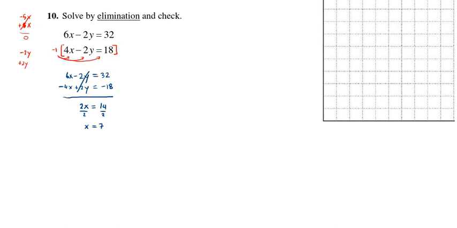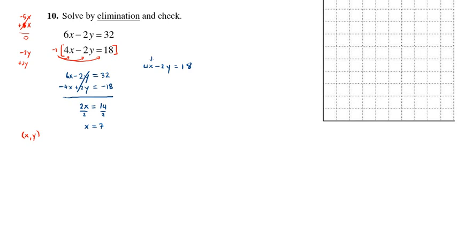So again, we want a solution that looks like a point xy. We only have our value of x. We need to find the value of y. So this is not finished. We need to do the second part. To do the second part, again, choose whichever equation you like. If there is an easier one, choose the easier one. In this case, I think both of them are exactly the same. I'll choose the second one here. And that will be 4x minus 2y is equal to 18.